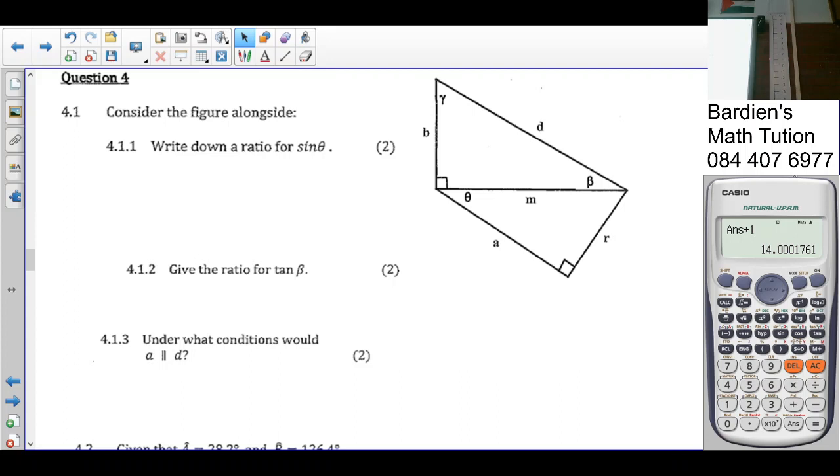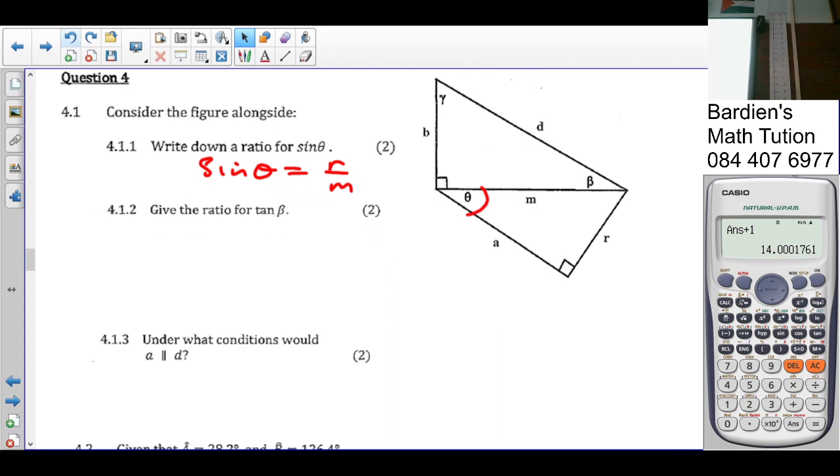Consider the figure alongside. The question says write down the ratio of sine theta. So we look at the theta there, sine is opposite over hypotenuse. And that is your hypotenuse. So it's going to be sine theta equals r over m. And the next question says give the ratio of tan beta. Tan is opposite over adjacent. Where does that come from?